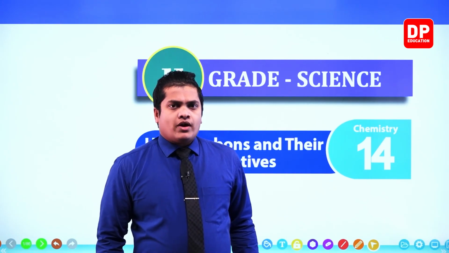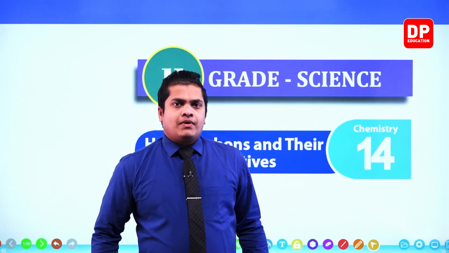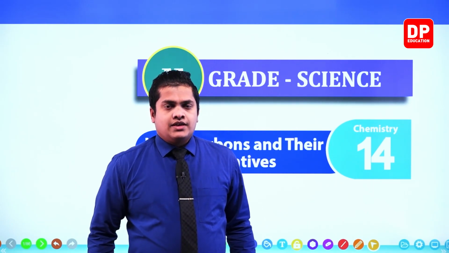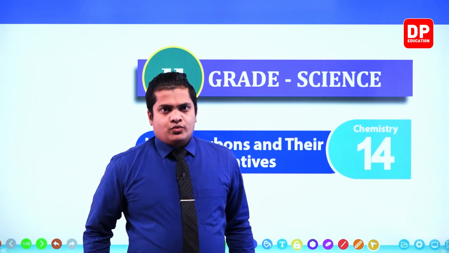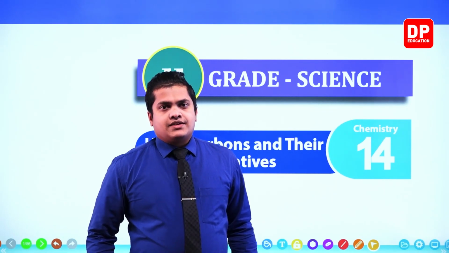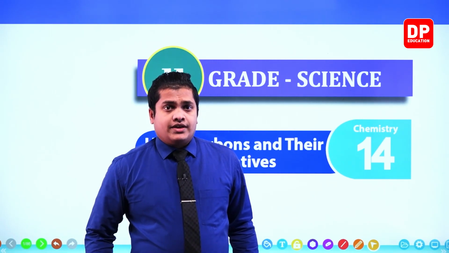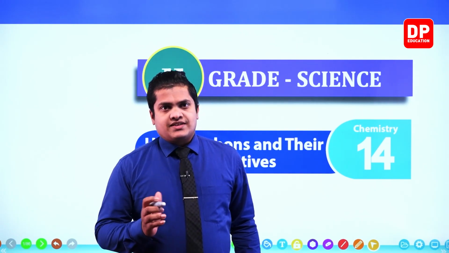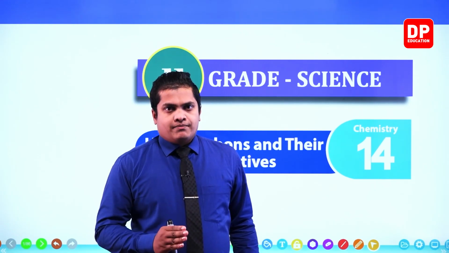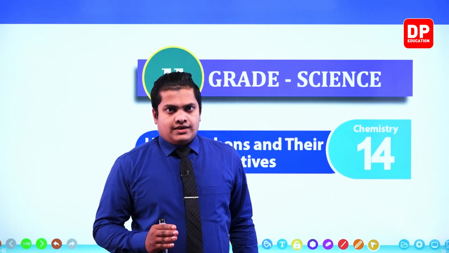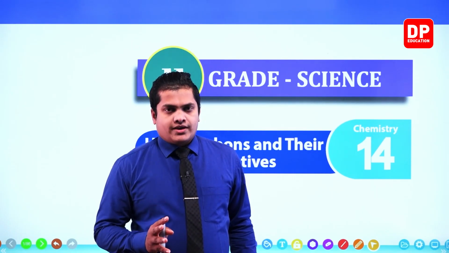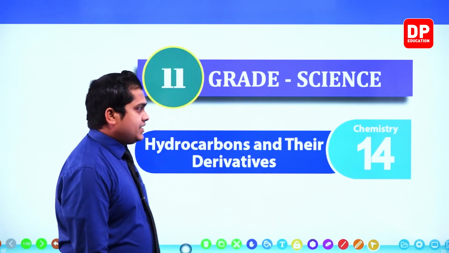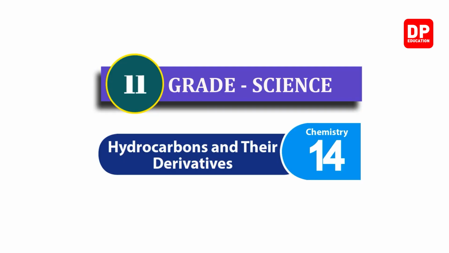So what do you mean by an organic compound? An organic compound is a compound that contains carbon as the main constituent element. If a certain compound contains carbon as the main constituent element, then such a compound is referred to as an organic compound. A hydrocarbon is especially a compound that contains carbon and hydrogen.